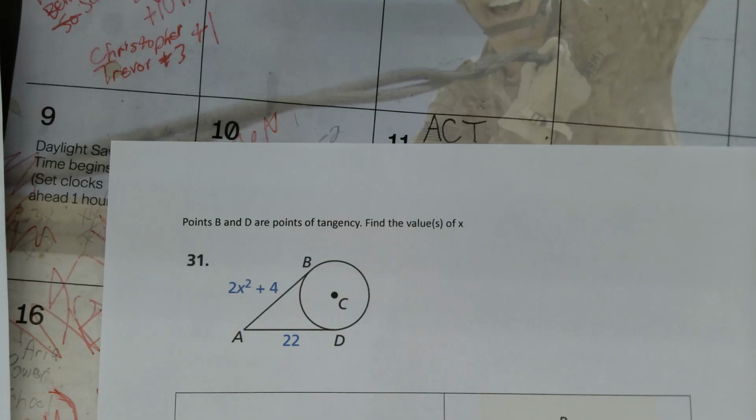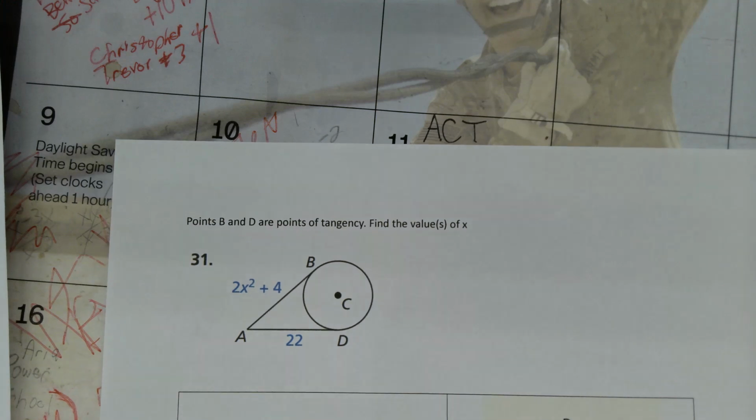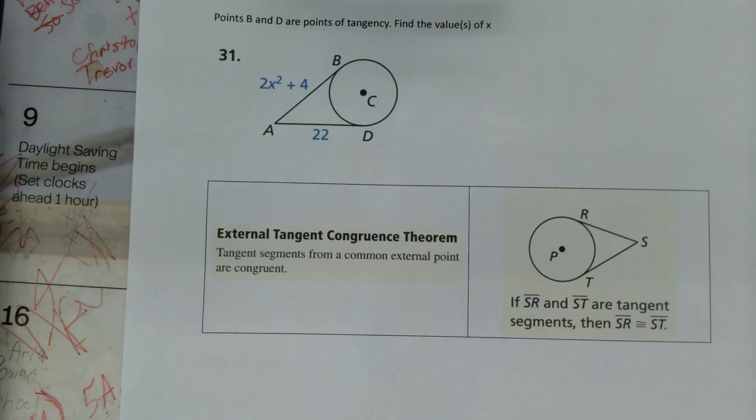All right, we're on page 3, and we're given circle C, and we're told that points B and D are points of tangency, and segment AB is 2x squared plus 4, segment AD is 22, and we're asked to find x. Well, it would be nice if we had a way to find x. We don't have an equation. We could set 2x squared plus 4 equal to 22, but why could we do that? Once again, I put the problem before the theorem, but here's the theorem.